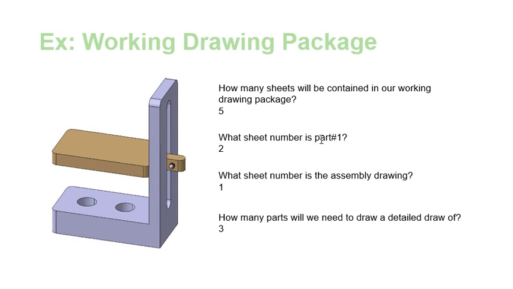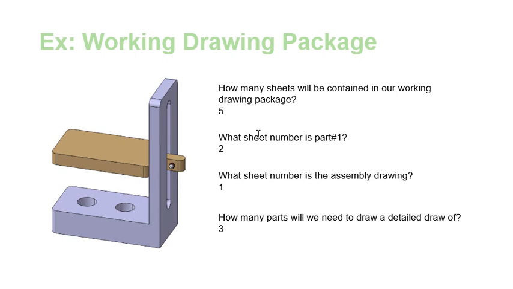How many sheets will be contained in our working drawing package? We are going to look at the parts. How many parts do we have? 1, 2, and then 3. So we have 3 parts that we need to draw, which means we need 3 sheets. We have a part list, so that's a 4, and then we have the very beginning assembly, so that's a 5. So 5 sheets you need.